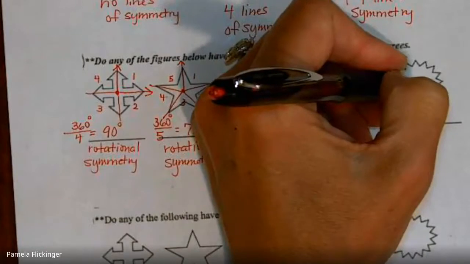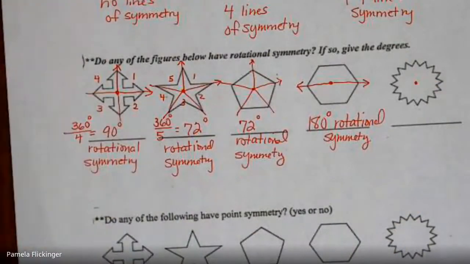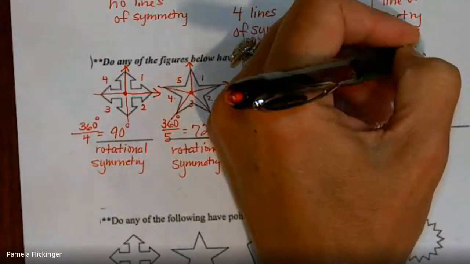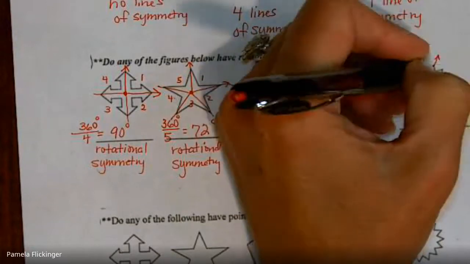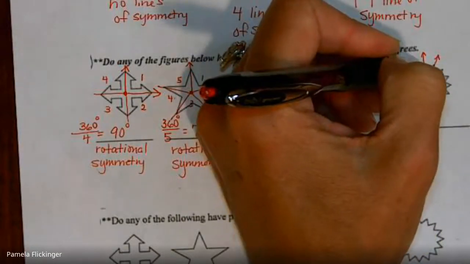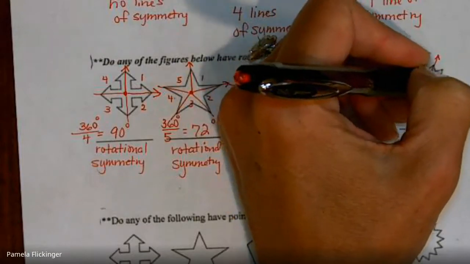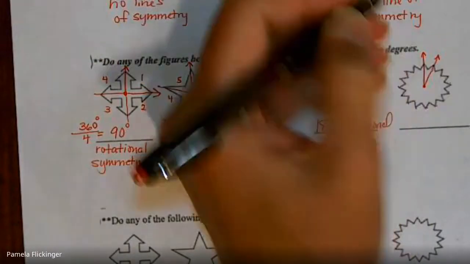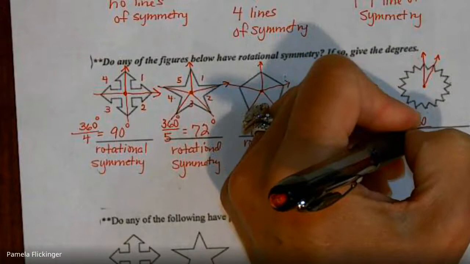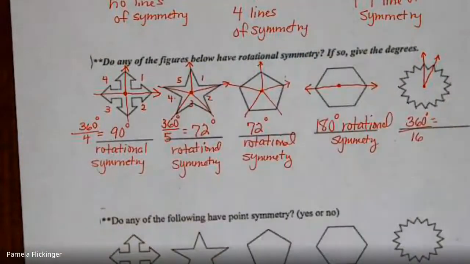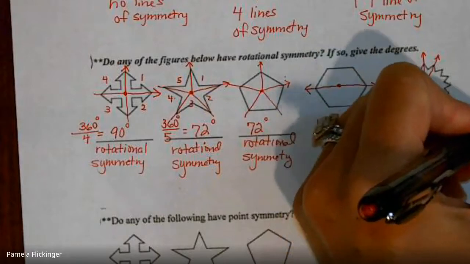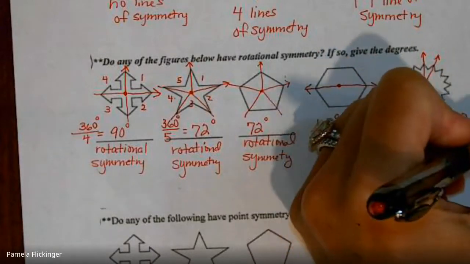All right, this baby's got lots of points. So we would go here, and then the next one would be here. So how many of those can we draw? I'm not going to draw them all in, but let's count. So this would be 1, 2, 3, 4, 5, 6, 7, 8, 9, 10, 11, 12, 13, 14, 15, 16. All right, 360 divided by 16, 22.5-degree rotational symmetry.